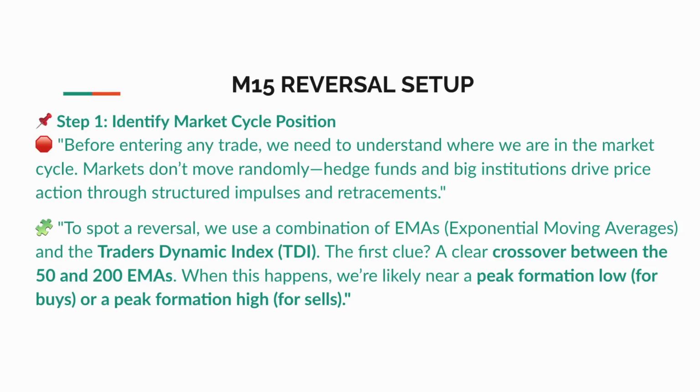Markets don't move randomly. Hedge funds and big institutions drive price action through structural impulses and retracements. To spot a reversal, we use a combination of EMA and the Traders Dynamic Index. The first clue, a clear crossover. What is the first clue for us? A clear crossover between the 50 and 200 EMA. Suppose it is a W pattern, from the bottom we are identifying the 50 has to cross above the 200 EMA.